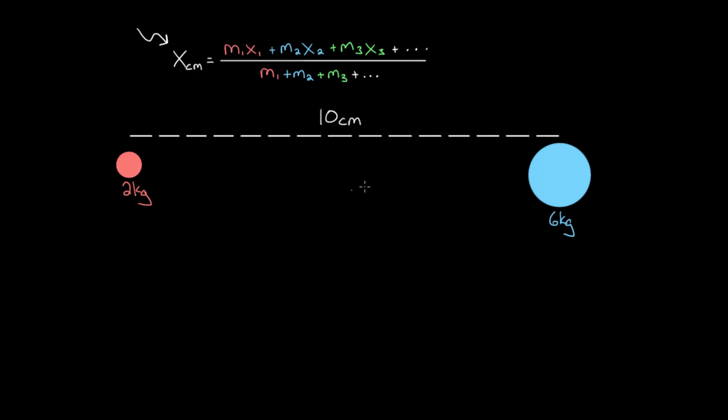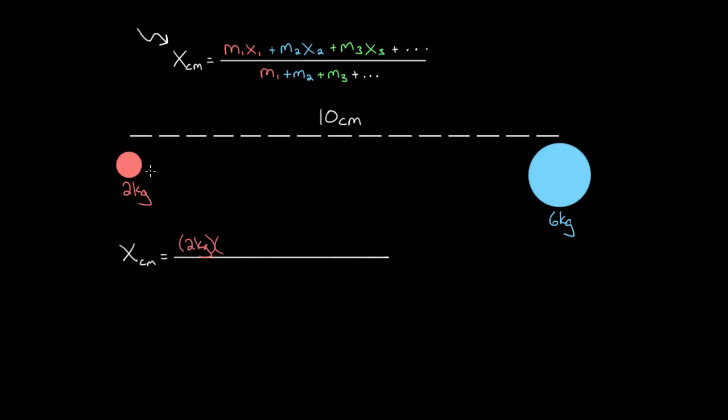So let's use this for this example problem right here, and let's see what we get. We'll have that the position of the center of mass is going to be equal to, all right, I'll take m1, which you could take either one as m1, but I already colored this one red, so we'll just say the 2 kilogram mass is m1, and we're going to have to multiply by x1, the position of mass 1.